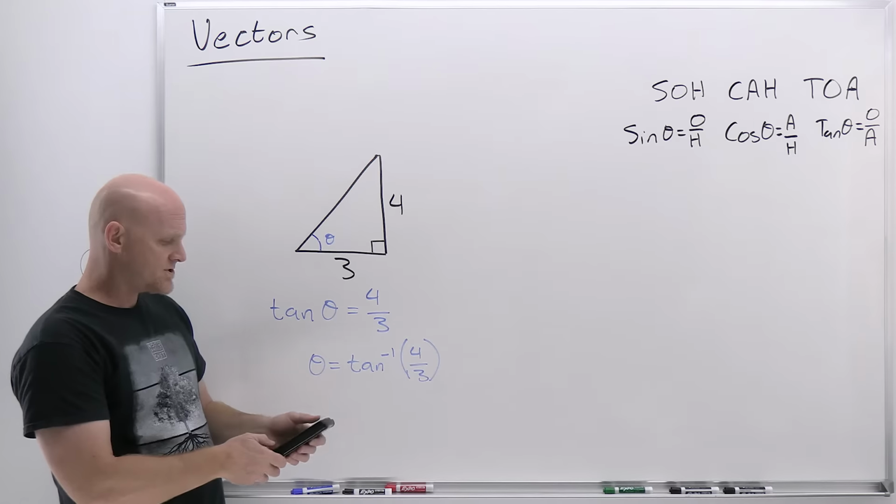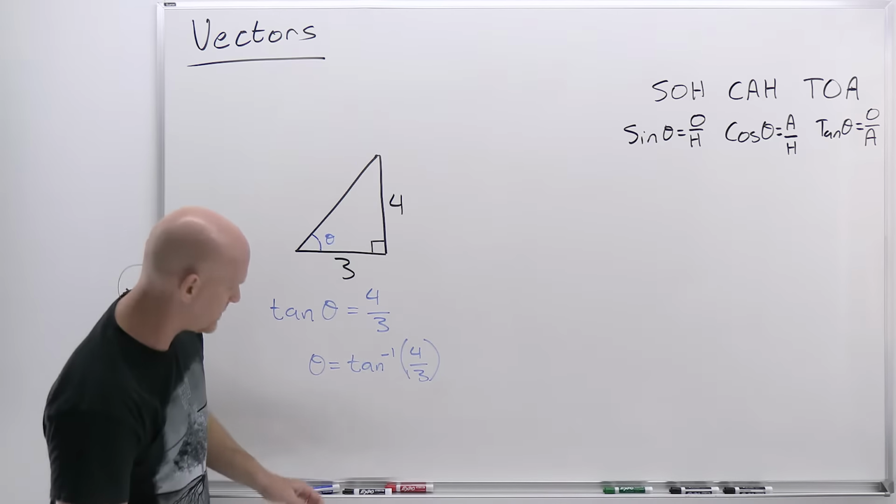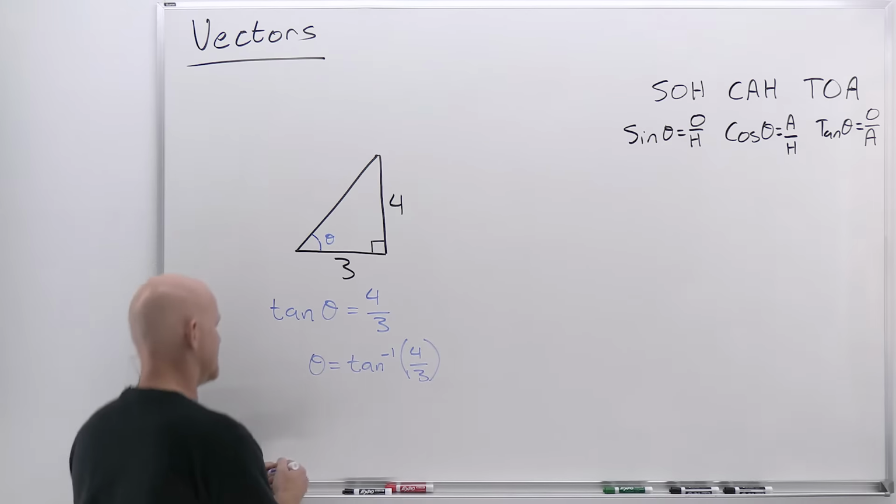So we're going to do the inverse tangent of 4/3 in parentheses, and we're going to get 53.13 degrees.